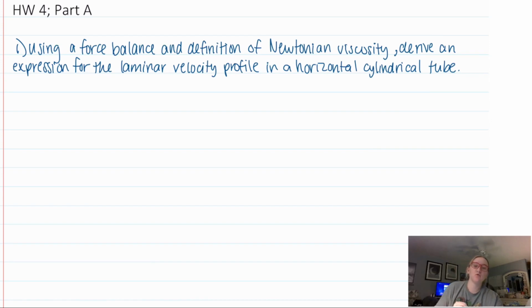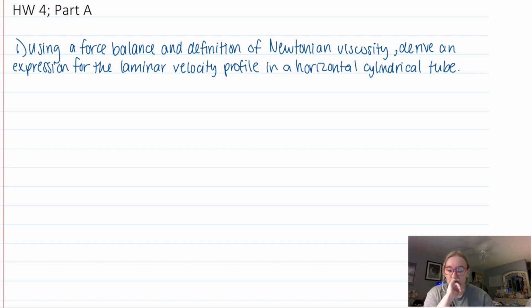Okay, so for homework 4, part A, question 1, we are asked to use a force balance and the definition of Newtonian viscosity to derive an expression for the laminar velocity profile in a horizontal cylindrical tube. If we are considering a cylindrical fluid element of length dx and radius r within the tube, the pressure difference between the two ends creates a shear force, and according to Newton's velocity gradient, for laminar flow, we'll assume the flow is steady and the velocity is parabolic.